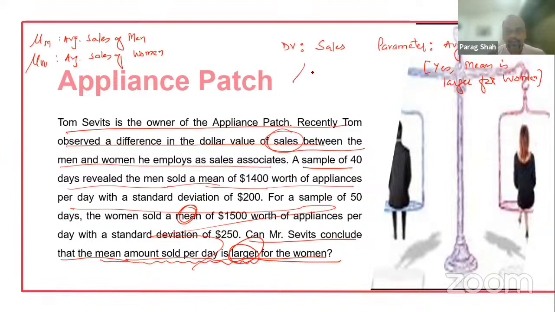So this means if I write down mu w and mu m, which is larger? Average sales of women is larger. Larger means it is greater than over here. What will be complementary to this? Complementary to this will be mu w less than or equal to mu m. This is how null and alternative is decided.